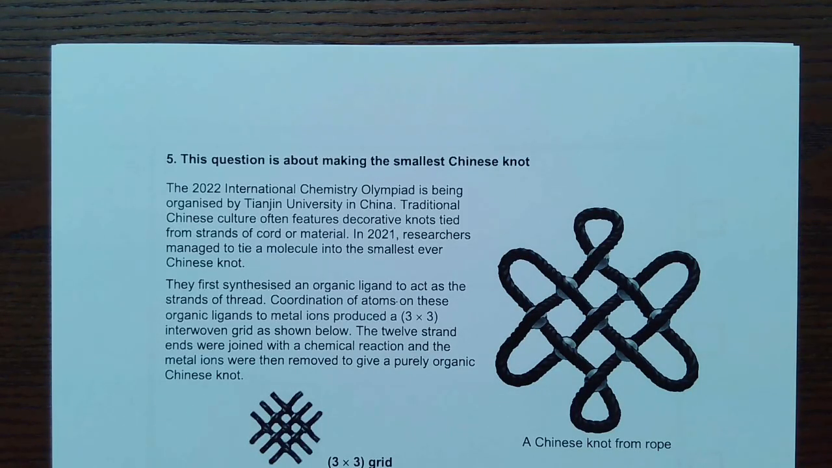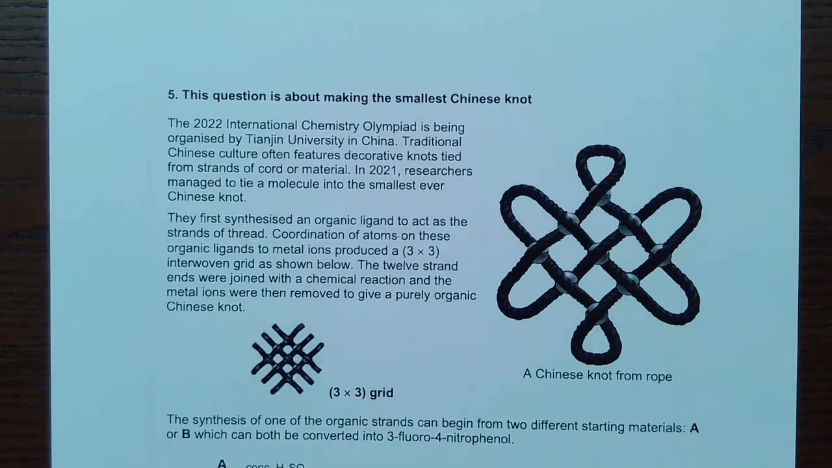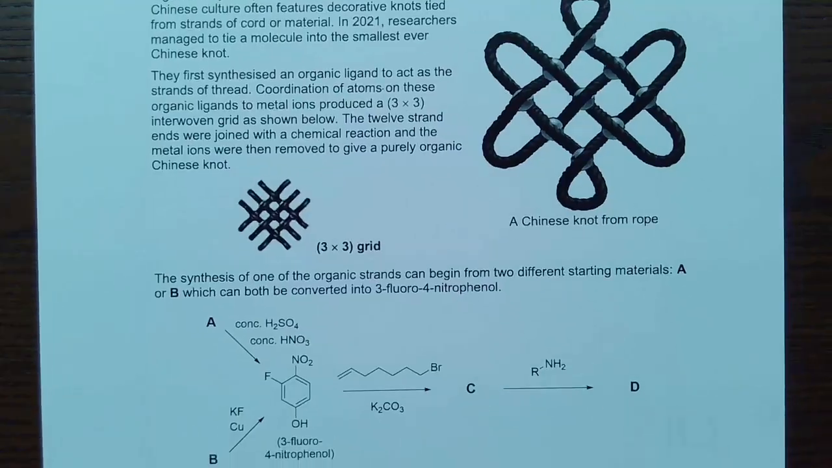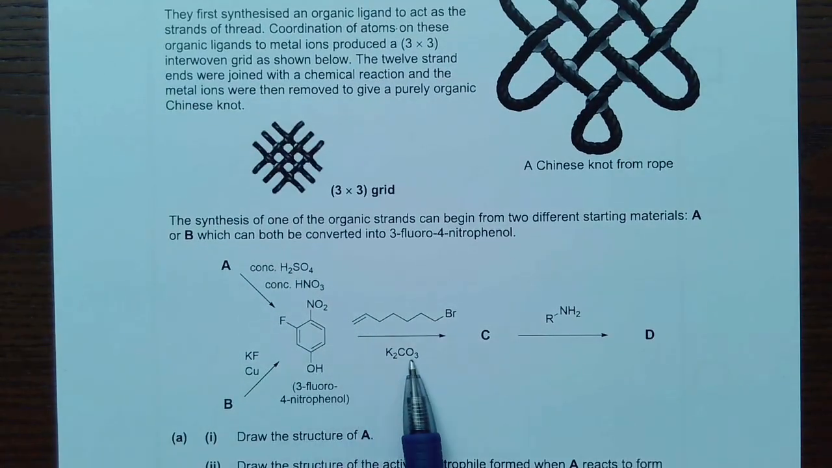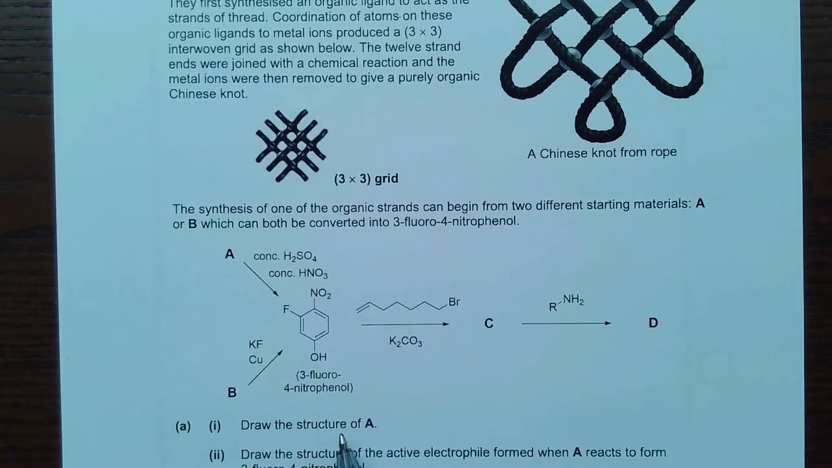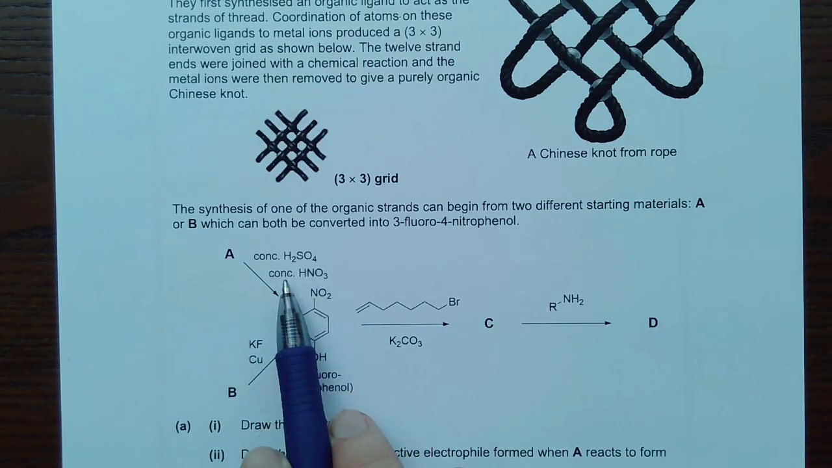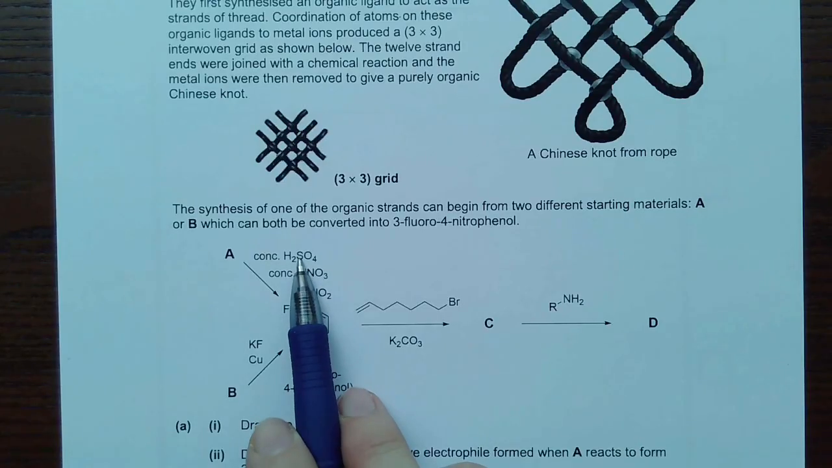2022 question number 5. This one is about Chinese knots, and it's mostly organic chemistry with a little bit of other things thrown in. So we have a part of a synthetic route here, and we're asked to draw the structure of A. So this is the molecule we're trying to make. We're starting with A, and we've got concentrated sulfuric acid and concentrated nitric acid. Very, very standard reaction mixture.